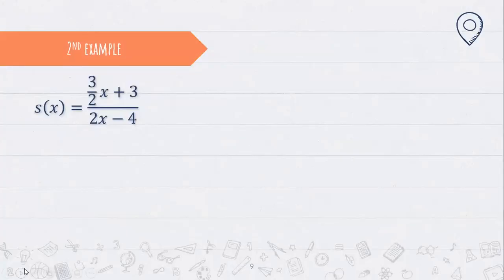Let's have example number 2. S of x is equal to 3 over 2x plus 3 all over 2x minus 4. Ayan. Ngayon, class, sasabihin ko na agad, yung function na yan is hindi ma-simplify. Siya na yung simplest form. So ngayon, class, hahayaan ko kayong hanapin yung x-intercept and y-intercept ng S of x.